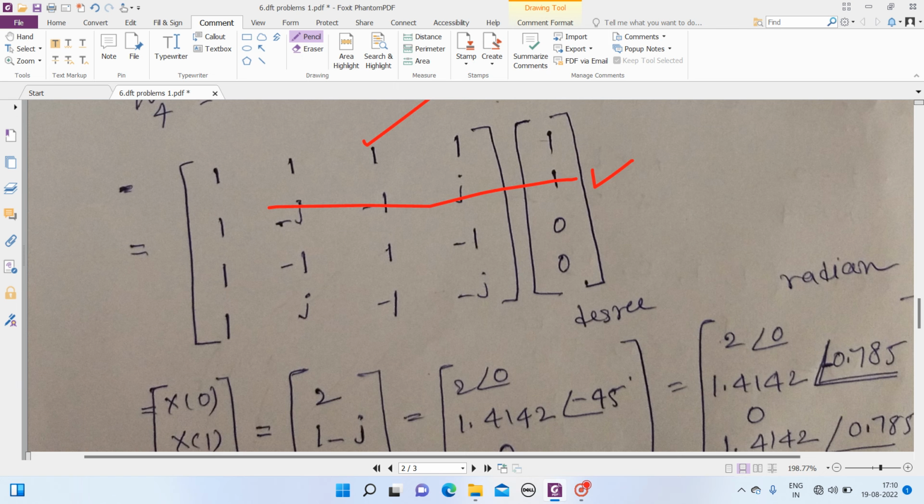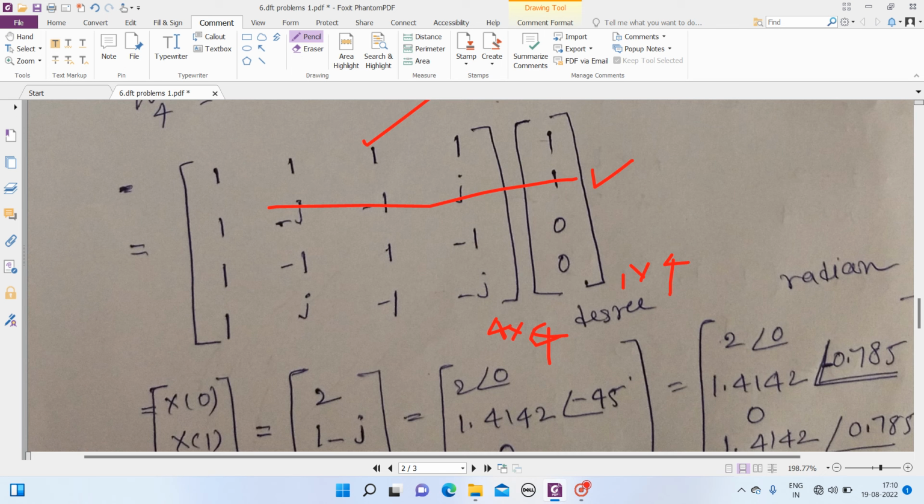You already know how to multiply two matrices. This is row into column. It is one column, four rows. This is a 4 cross 4 matrix. You know very well all those things. This is a 4 cross 4 matrix, and this is a 1 cross 4 matrix.